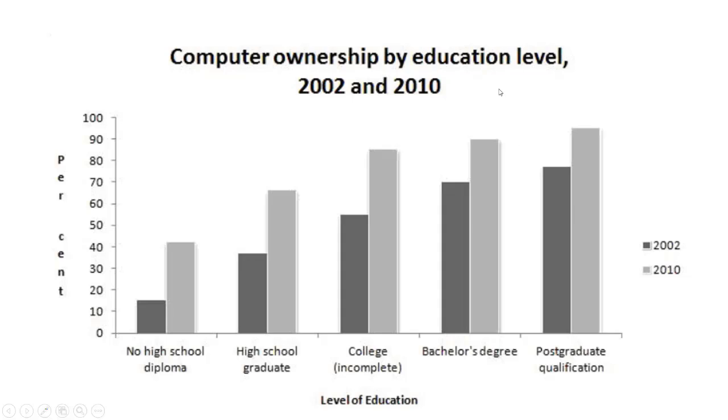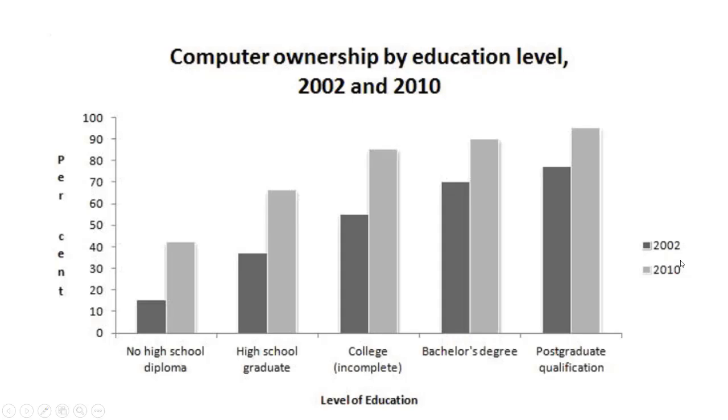A better way is to look at the data and think to yourself, what is the most logical way for me to organize this so that it's easy for the examiner, for the reader to understand? There are different ways that we could think about this. We could maybe split it up and talk about no high school and high school, and then in the second paragraph talk about college, bachelor's degree and postgraduate. Maybe do it that way.